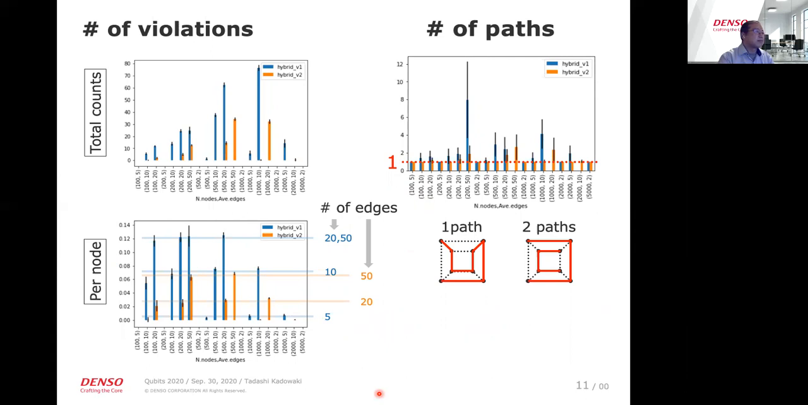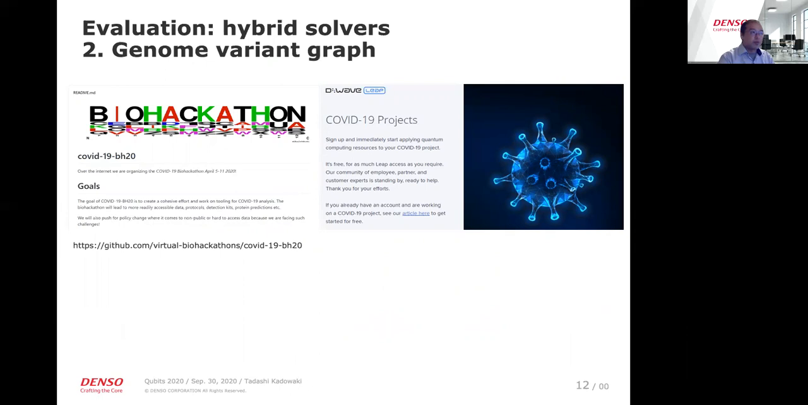Towards solving the real problem, we tried the genome variant graph. This is a part of COVID-19 project. I joined biohackathon and got some ideas to use hybrid solver.